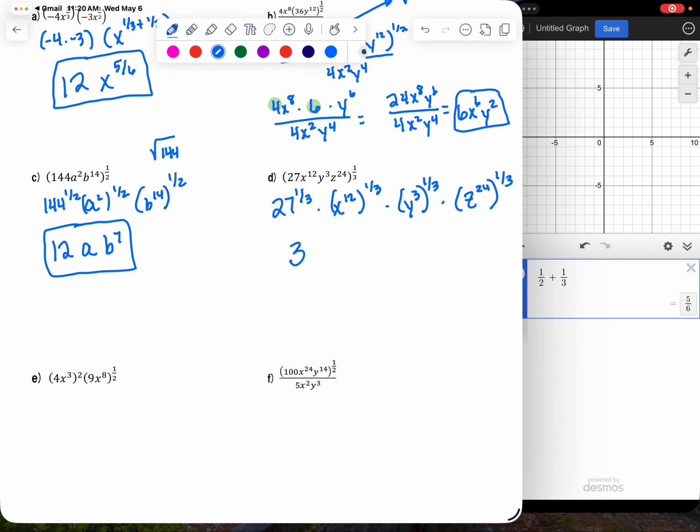Here, to raise a power to a power, we multiply the exponents. So 1/3 times 12 would be x to the 4. Here, 1/3 times 3 would be y to the 1. And 24 times 1/3 would be z to the 8. If you need to make any corrections to this problem, please pause the video and do so at this time. If not, we'll move on to problem E.